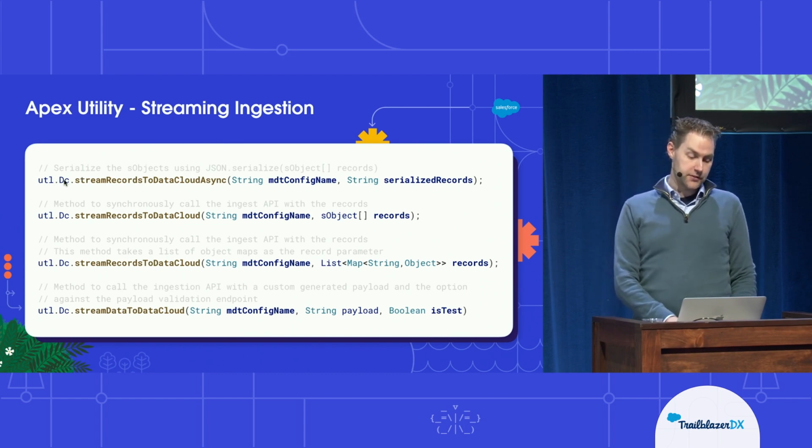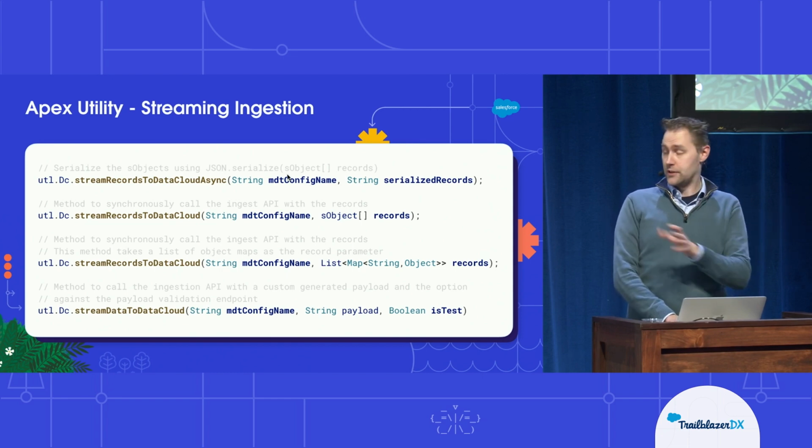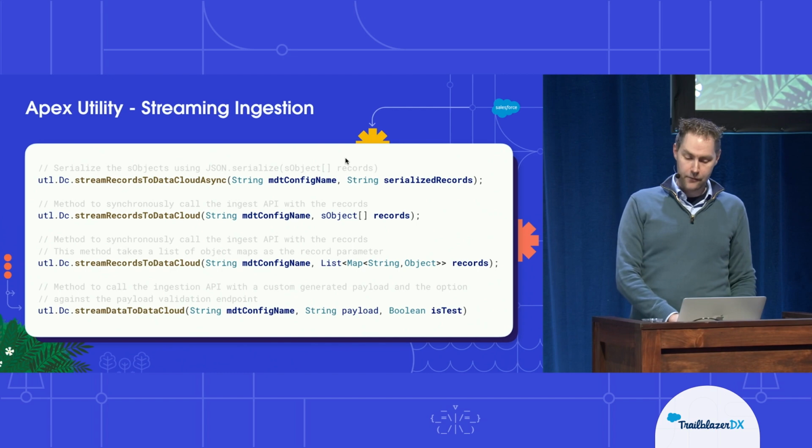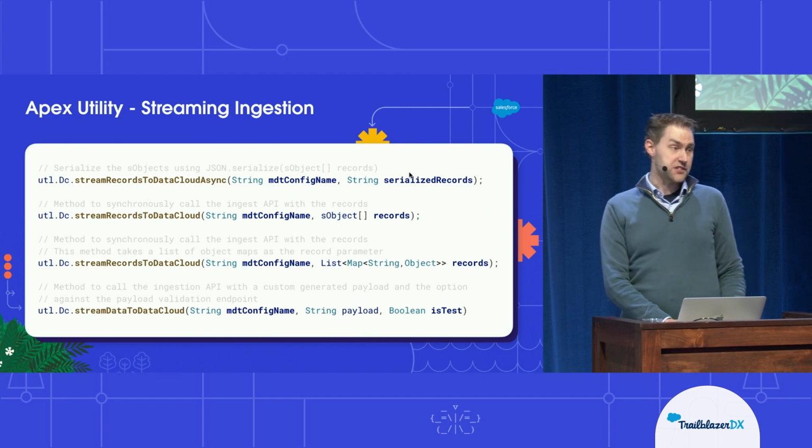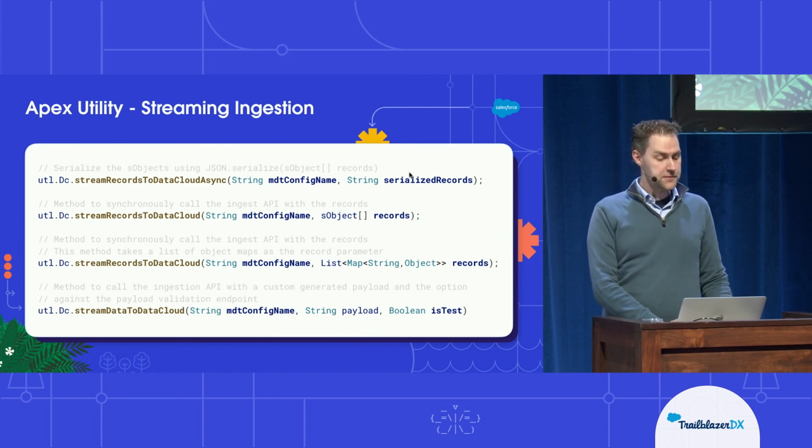We have the utility, the Data Cloud class, and then a method called stream records to Data Cloud asynchronously. We specify our metadata name, so based on the metadata, we know exactly what to do and where it needs to go. Because it's asynchronous, we can only have primitive data types, so we put in the serialized records. This is ideal for, say, platform events.